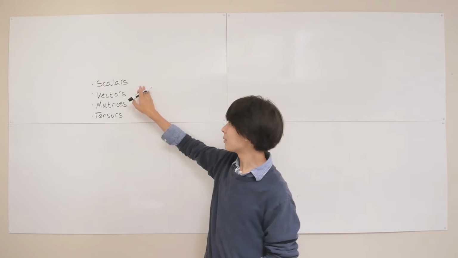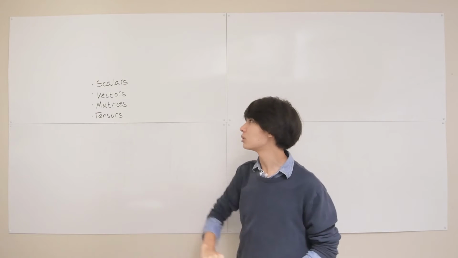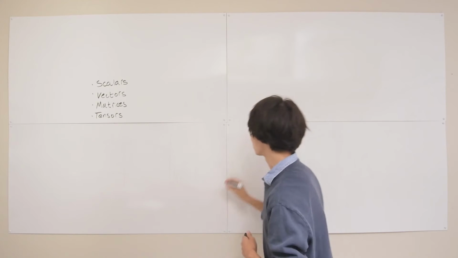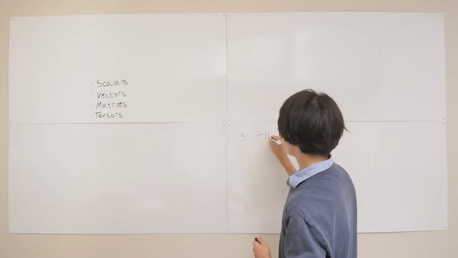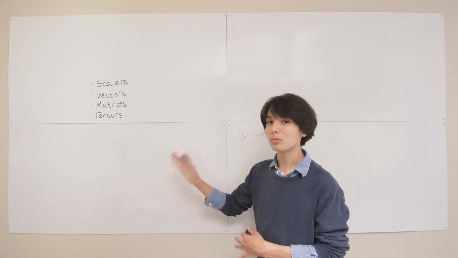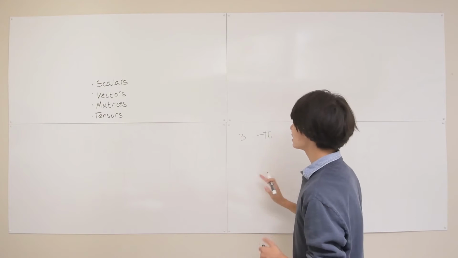Alright, so let's start from the top and then go to the bottom. So we'll start with scalars, which is the easiest. A scalar is any single number, so 3 or negative pi or anything like that. 2 billion, doesn't matter, it just has to be one single number.